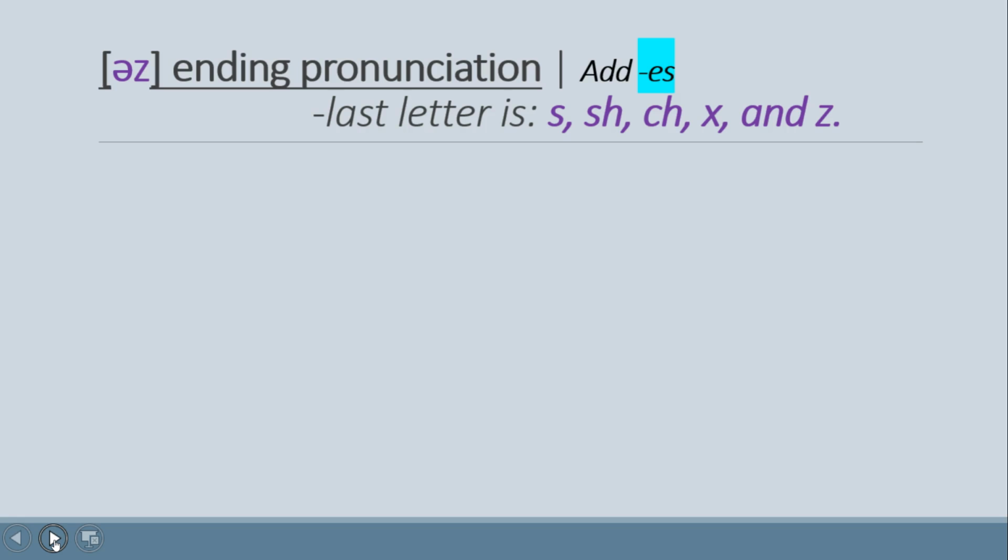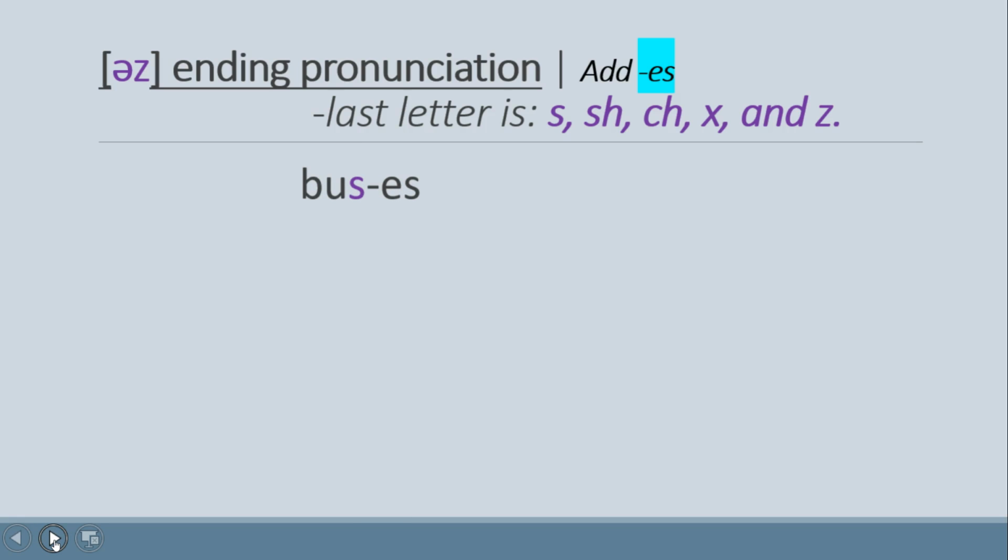So when does this happen? This happens when the last letter of your word, of your noun, ends in S, SH, sh sound, CH, like ch sound, X, or Z. So anytime you have words finishing with one of these letters, you will have to add ES, and this ES will be pronounced as əz.